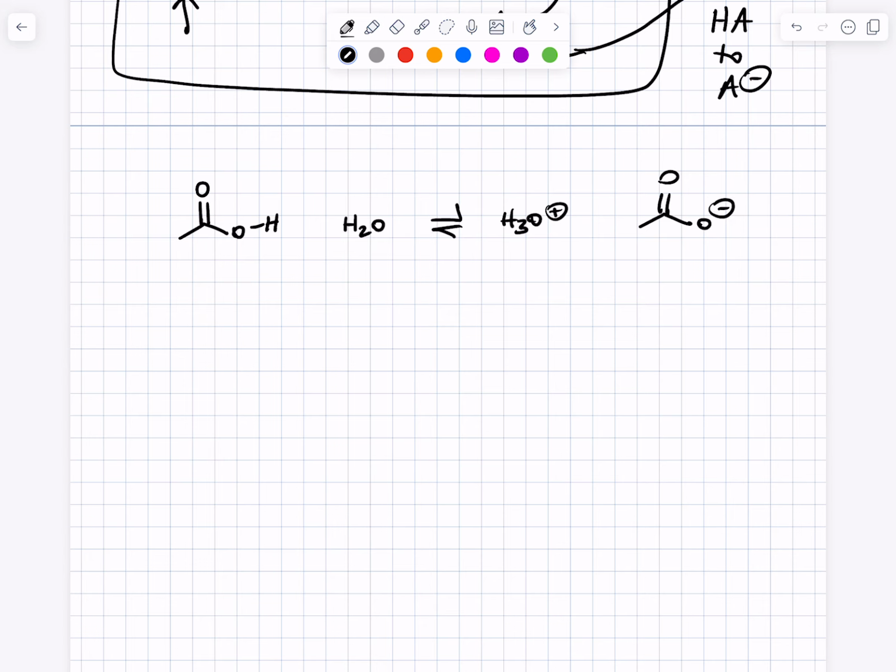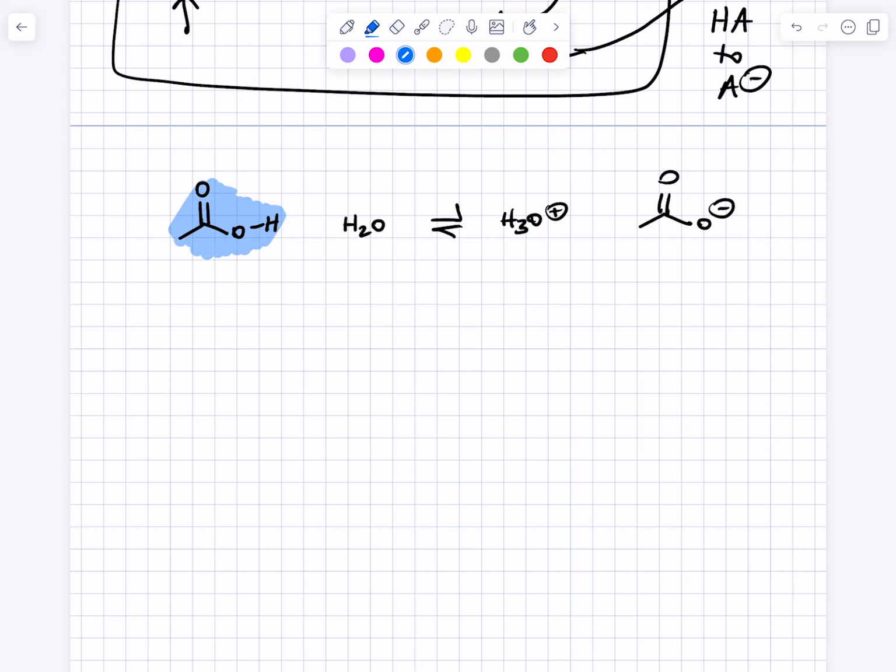And I might ask you which side of the equation dominates at equilibrium. And I would give you a table. Before you even looked at the table, you would need to identify the acid on the left side and the base on the left side, and then the conjugate acid and the conjugate base on the right side. So in this equation that I've drawn for you, which is the acid on the left-hand side of the equation? It's the carboxylic acid.